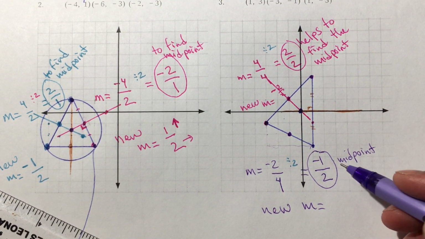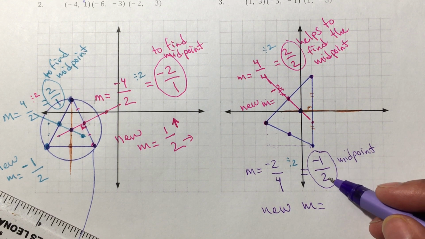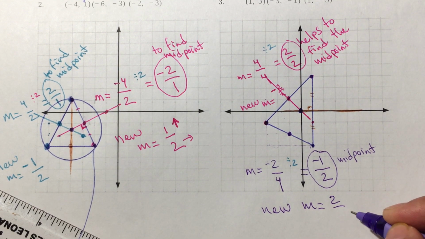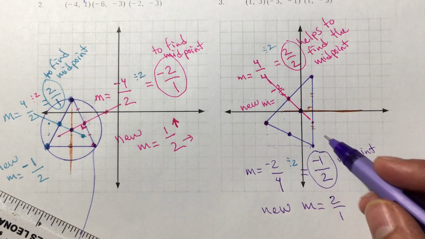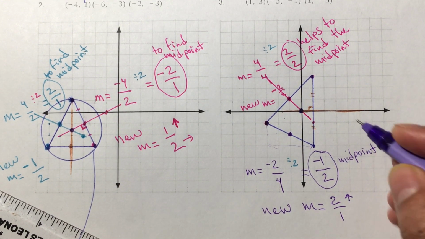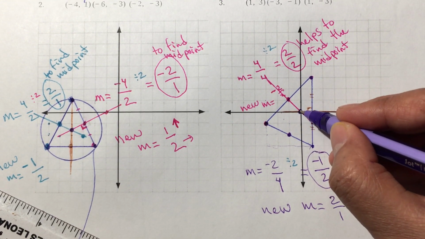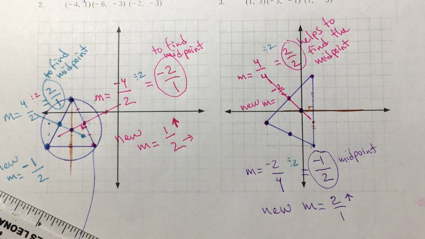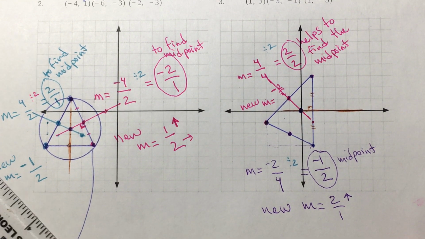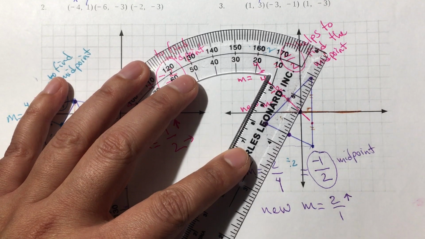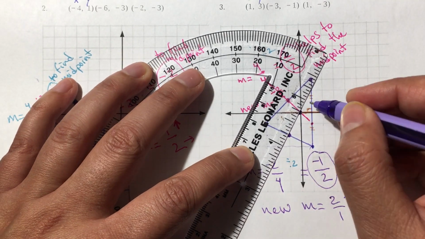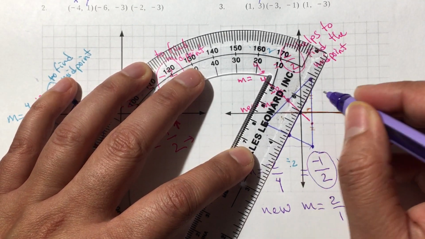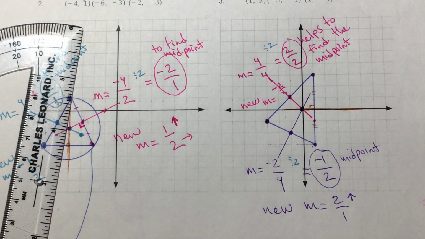If this is negative, this will be positive. 1 over 2, 2 over 1. So from my midpoint, I go up 2 spaces and 1 to the right. And it's right on the circumcenter. I draw my perpendicular bisector. And we're ready to draw our circle.